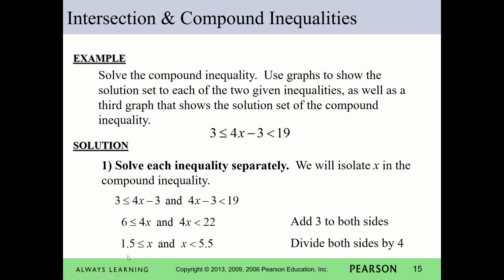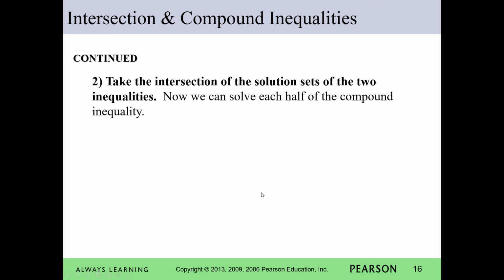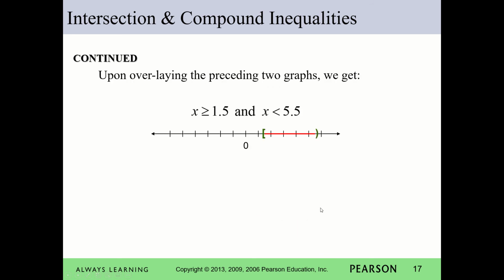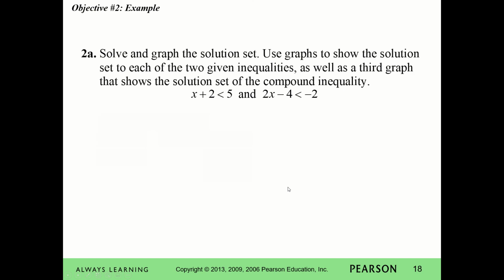So we get 6 divided by 4 is 1.5. 22 divided by 4 is 5.5. So that gives you your parameters. It tells you that x is greater than or equal to 1.5 and x is less than 5.5. Graph those two and take where they overlap. So it tells you that x is going to be greater than or equal to 1.5 but less than 5.5. So your solution is 1.5 all the way up to 5.5.